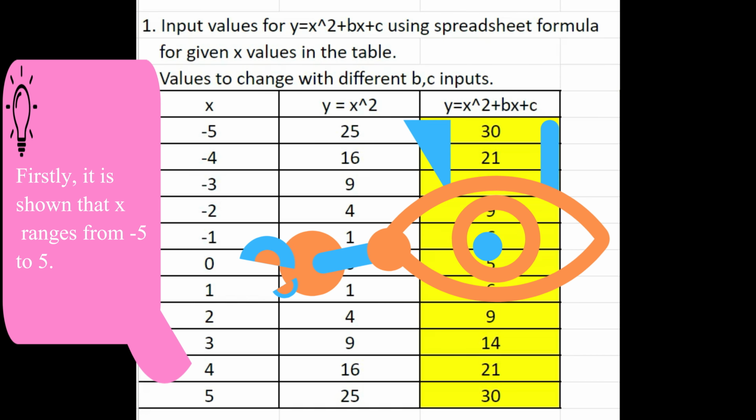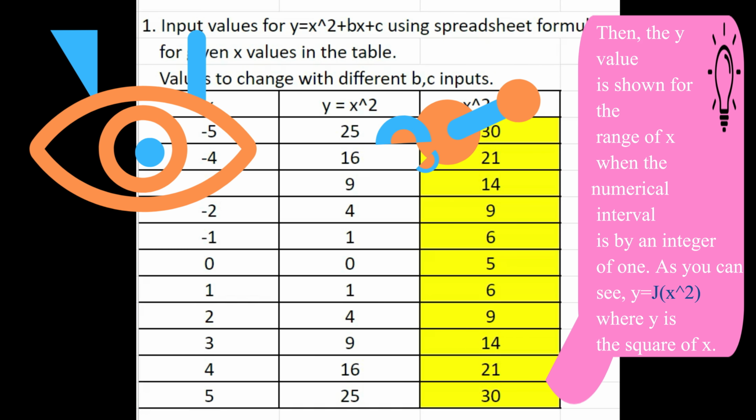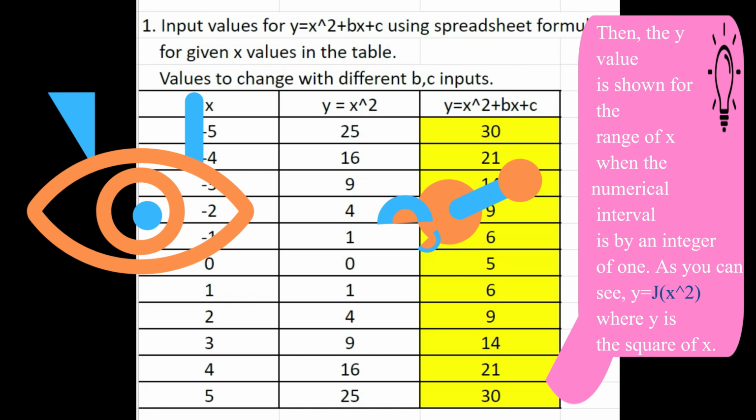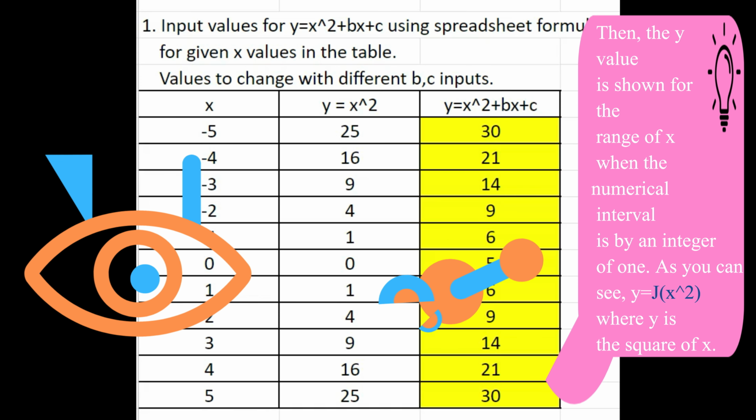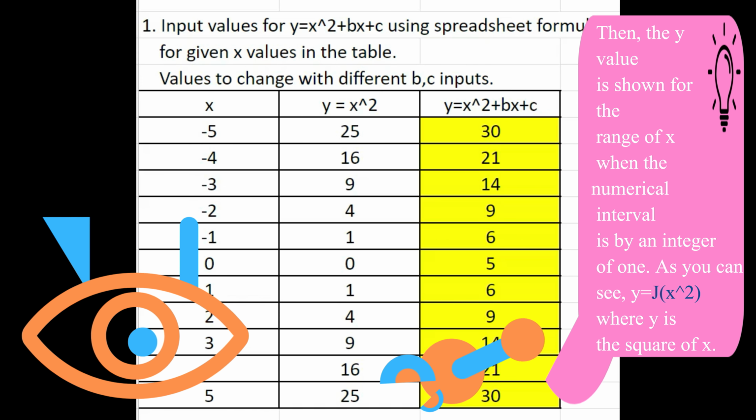Firstly, it is shown that x ranges from -5 to 5, then the y value is shown for the range of x when the numerical interval is by an integer of 1. As you can see, y equals j, where y is the square of x.